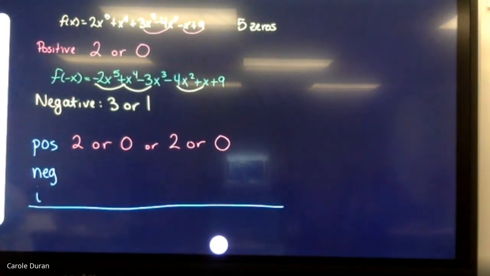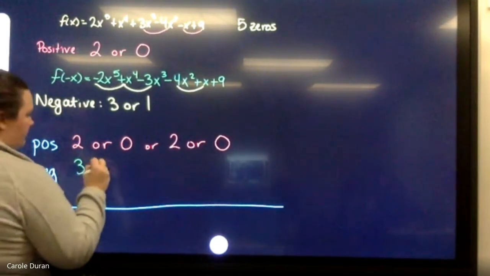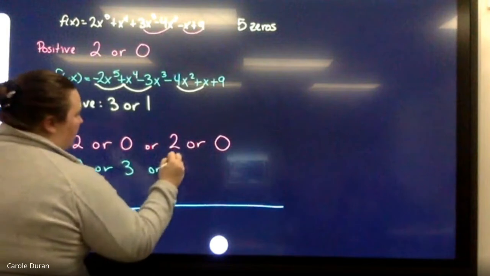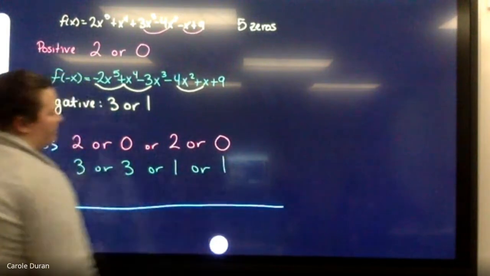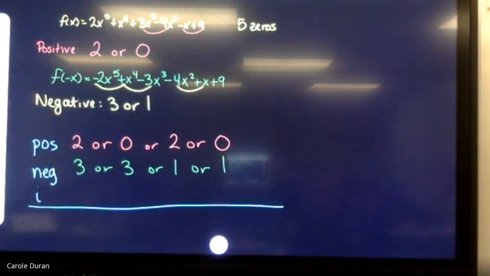Then I fill in under each of those with each of my negative possibilities. So my first set, I'm going to put the 3. My second set, I'm going to put the 1. And then I will fill in the appropriate number of imaginary terms or imaginary roots. How many zeros do I need in total for each of these columns? 5, because that was the degree of my polynomial.